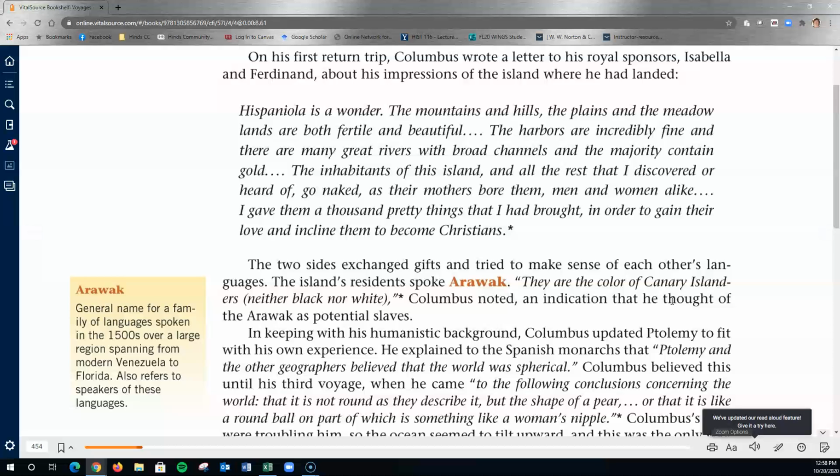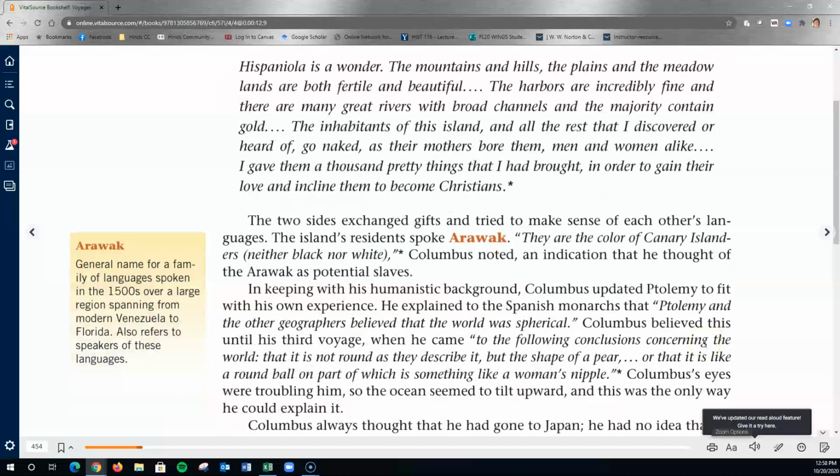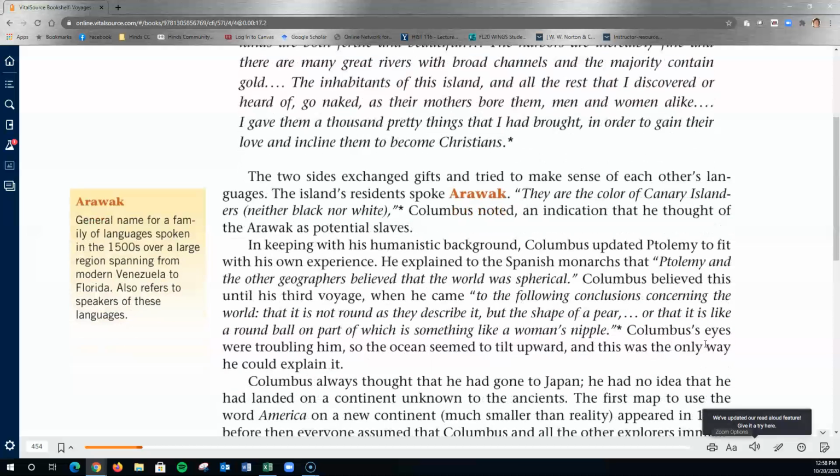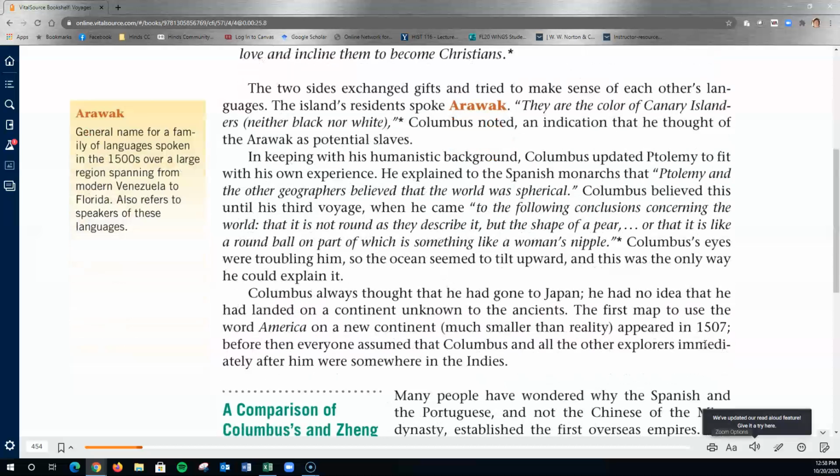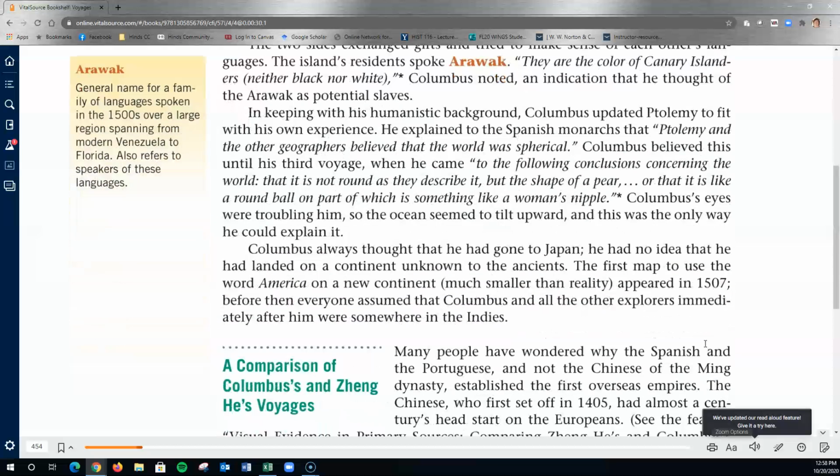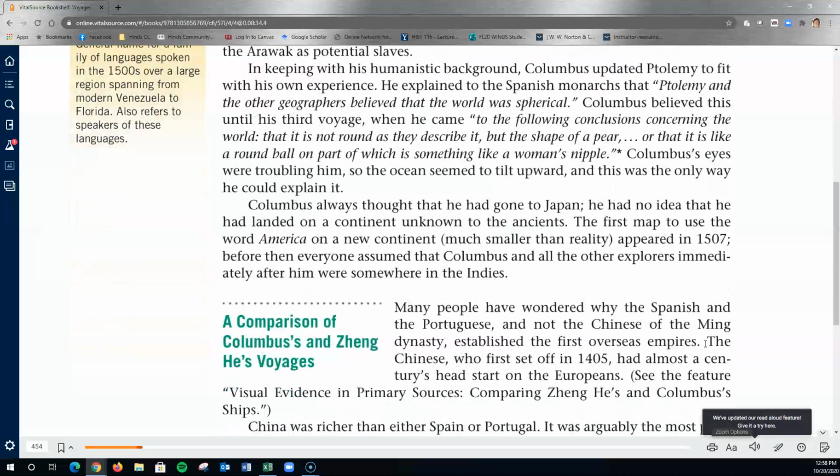Now, I want you guys to remember that Columbus is not out there trying to discover America. He discovers America totally by accident. Columbus is trying to get to India and to China, and really his arrival in America is a mistake. He's not the only one, okay?